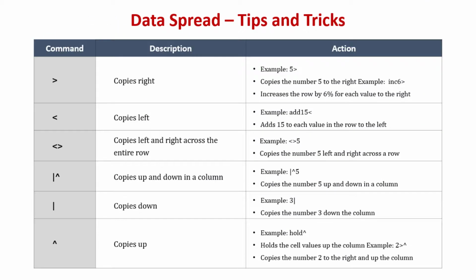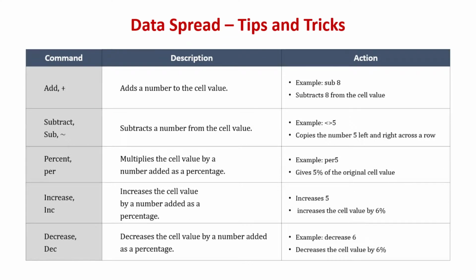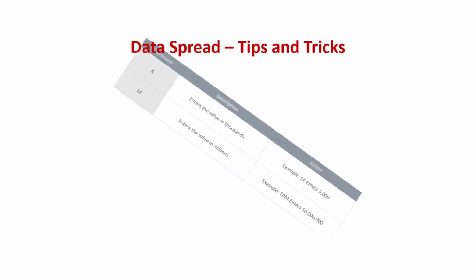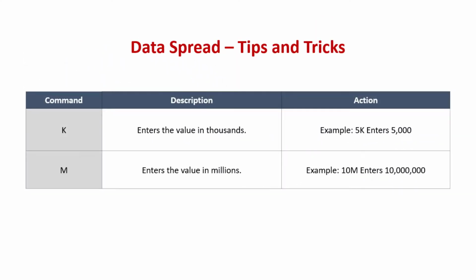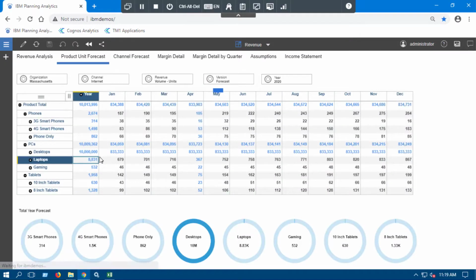In this table, we have given some examples using the shortcut method. If you want to enter the value in thousands and in millions, then there is no need to type the entire value. You must enter K or M after the values.